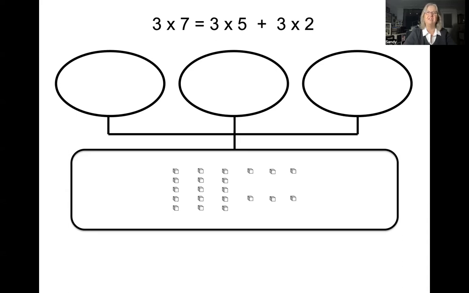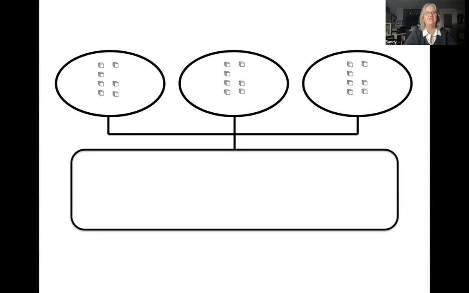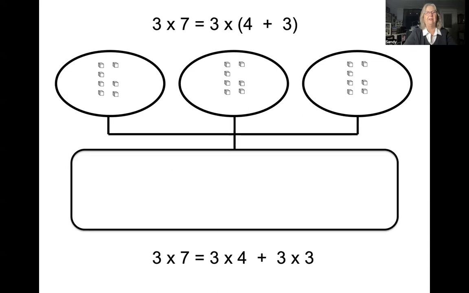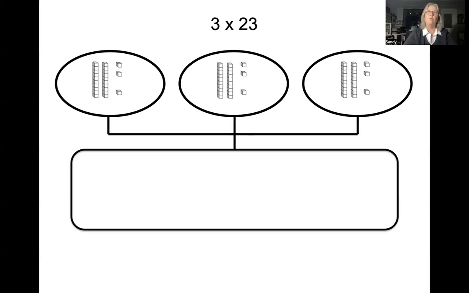What is 3 7s? It's 3 5s put together with 3 2s. How did I think of 7? As 5 and 2. Now, nothing says I have to think of it as 5 and 2. I could have thought of it as 4 and 3. What do I have? I have 3 4s put together with 3 3s. Thinking of 7 as 4 and 3. Distributive property again.